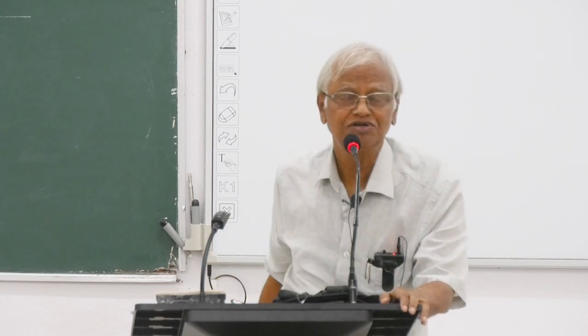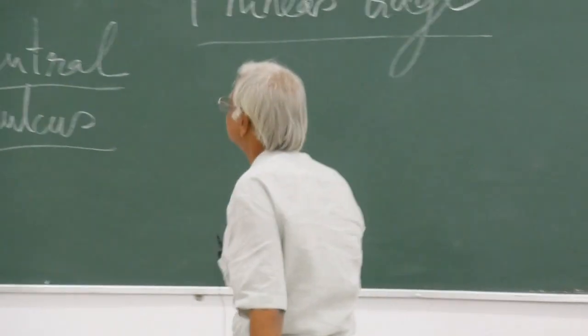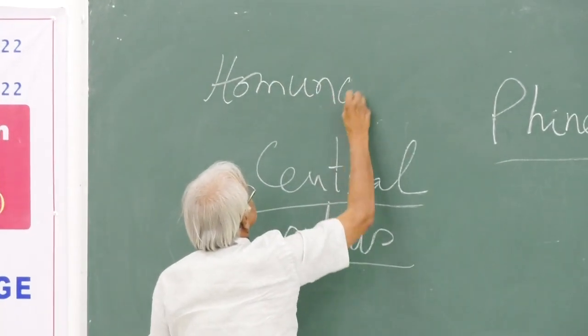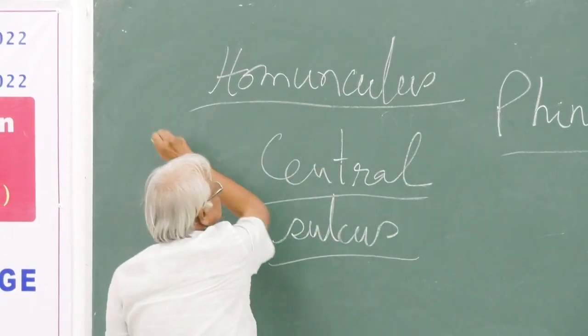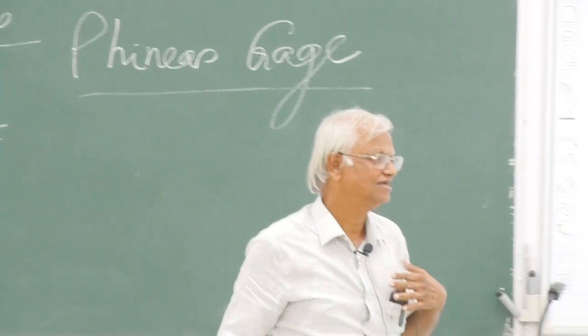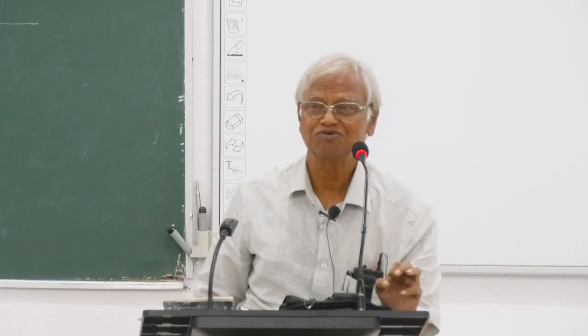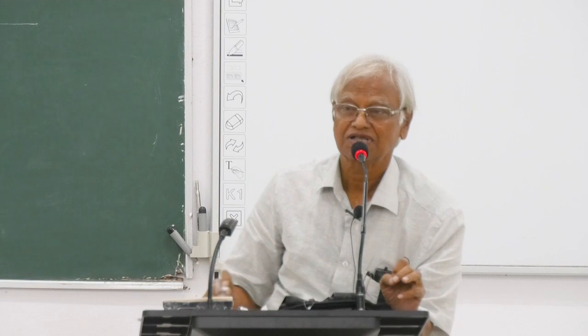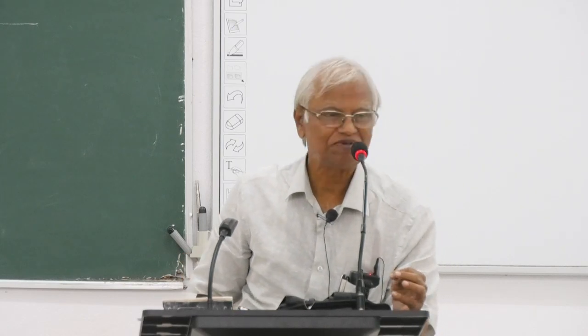There is one term called homunculus. Now, what is this homunculus? Homunculus is an imaginary, comical picture of a man. You may call it a comical man. But the picture is very bizarre.